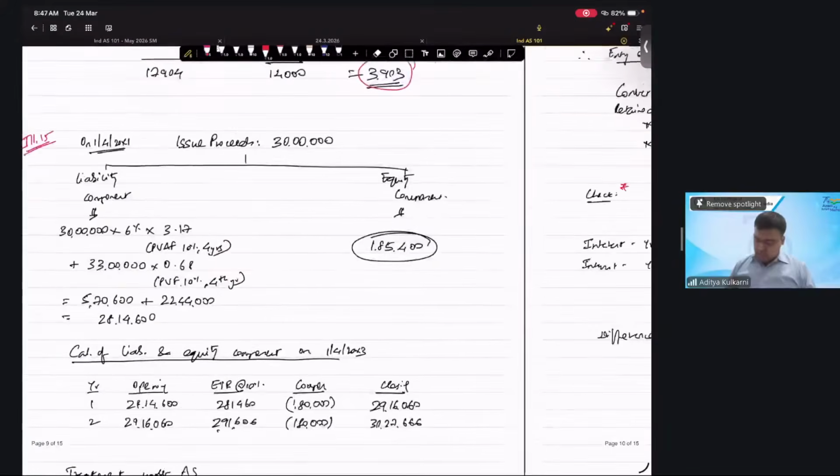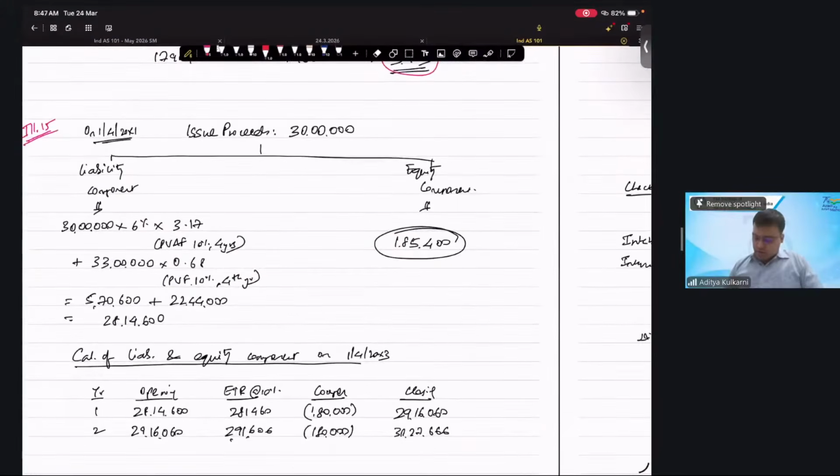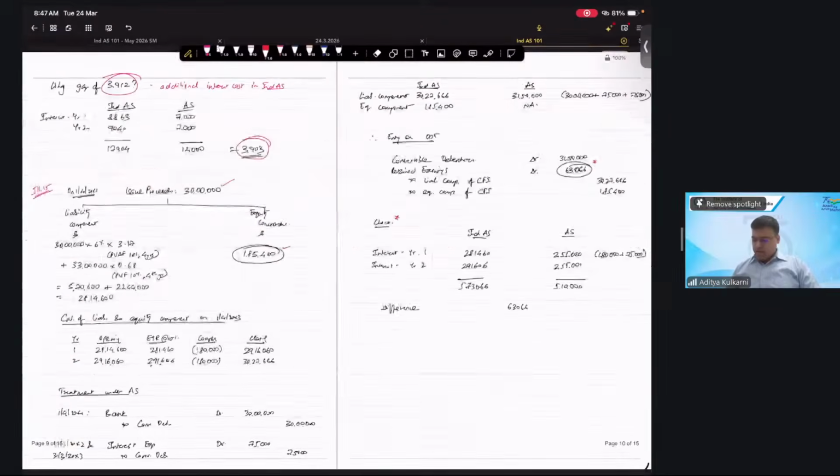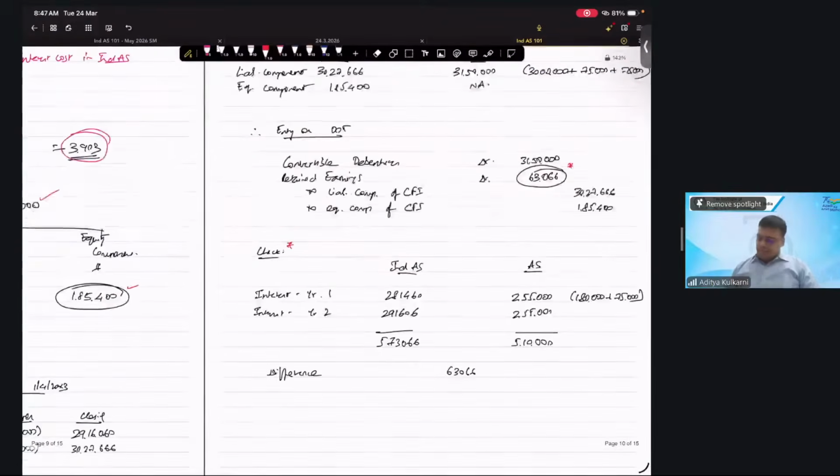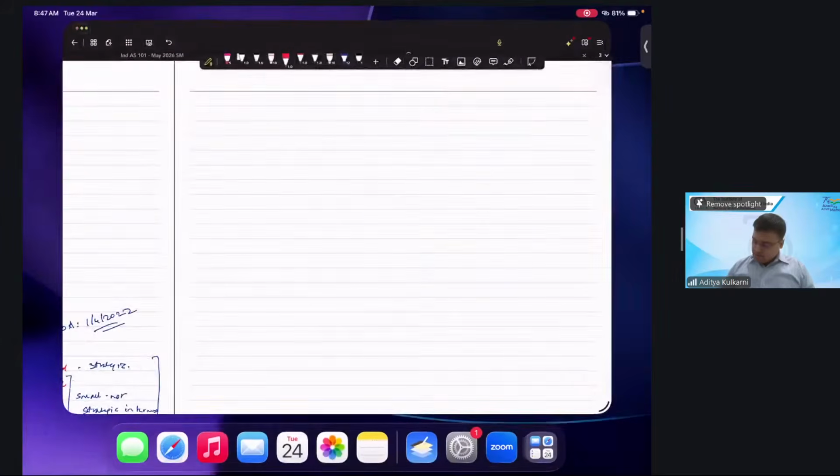See, your issue proceeds were 30 lakhs, so equity is 1 lakh 85,400. Yes. 30 lakh 27,666 liability component, 1 lakh 85,400 equity. Convertible debentures you will debit with 31 lakh 50,000. Why 31 lakh 50? Because 30 lakh was your face value. You would redeem it at a premium of 10%. That is what the question has said, right? Yes.